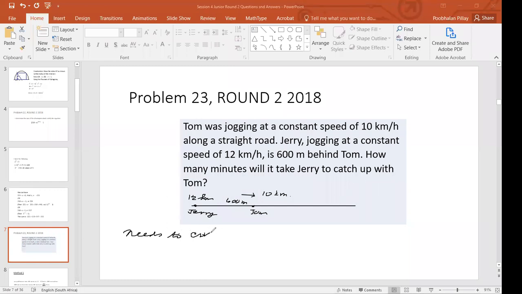Now he needs to cover 600 meters traveling at 2 kilometers per hour. And that's important, traveling at 2, because he's traveling 2 kilometers faster than the fellow. So this extra 2 kilometers is going to help him to cover that additional distance. So once you settle on that, then you can see how long it's going to take him to catch up with him, right?